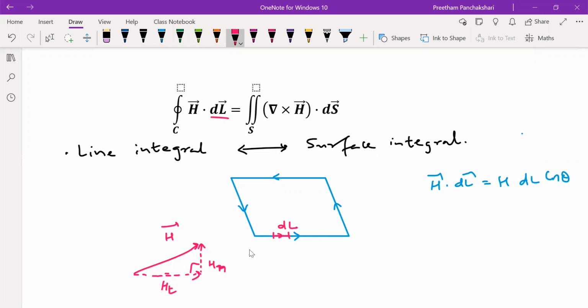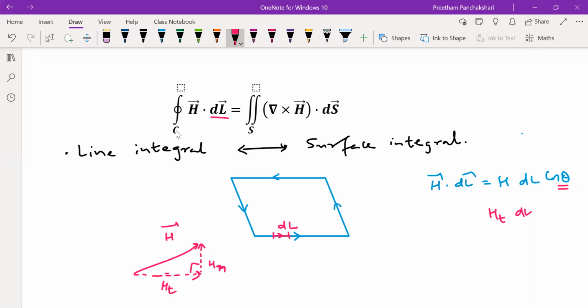So the angle between normal component and dl is 90 degrees. So cos 90 degrees goes to 0. So these two components do not have any interactions with each other. So the only component of the magnetic field H that is available along the path dl is Ht, because the angle between them is 0 degrees. They are parallel to each other. So cos 0 is 1, so Ht and dl are multiplied. So H dot dl should be mathematically interpreted hereafter as the tangential component of the vector field H.